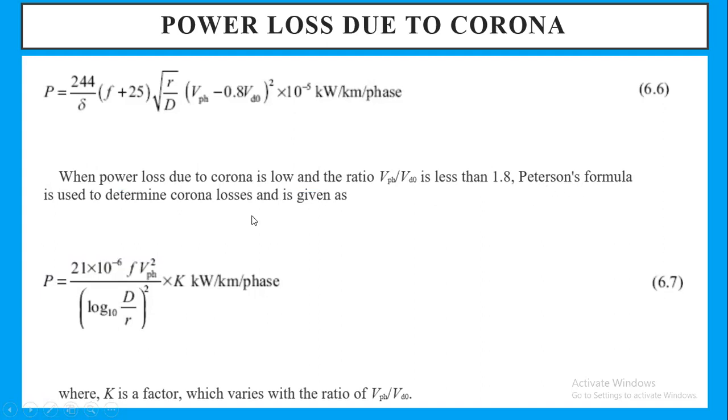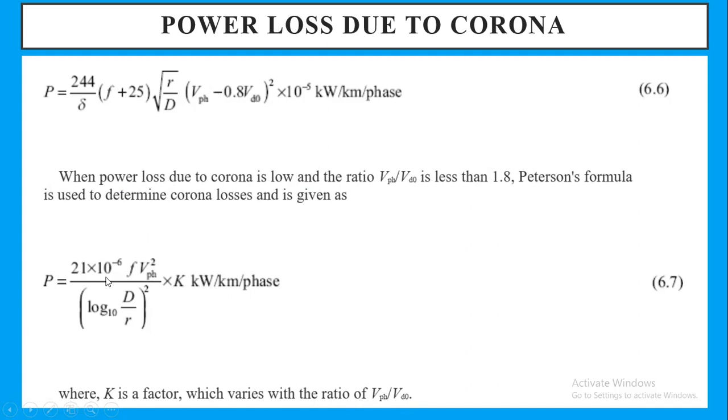Peterson's formula is used to determine corona loss, and is given by P equal to 21 into 10 to the power minus 6, multiplied by the frequency, multiplied by the phase voltage squared, divided by log base 10 of the separation distance between the conductors divided by the radius of the conductor, all squared. Then multiply by the factor K, and the power is measured in kilowatt per kilometer per phase, where the factor K varies with the ratio of V phase by V D naught.